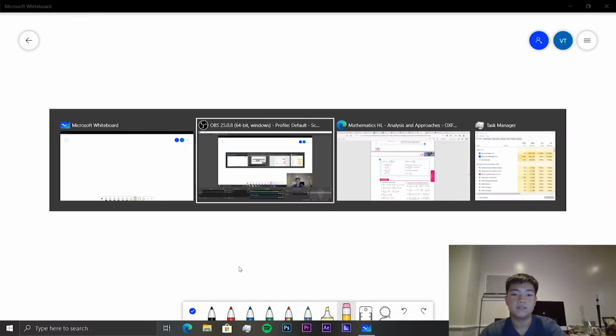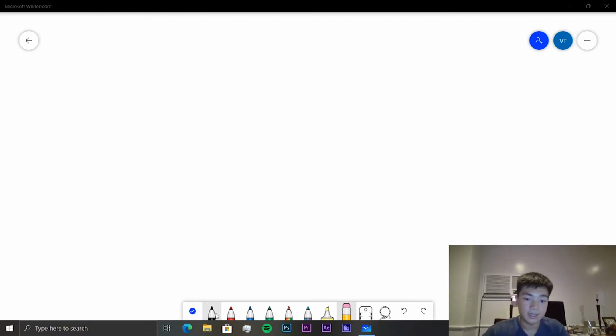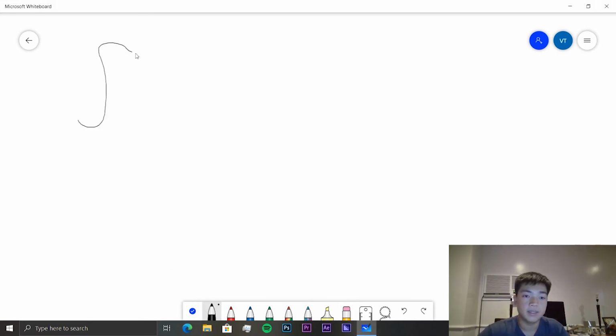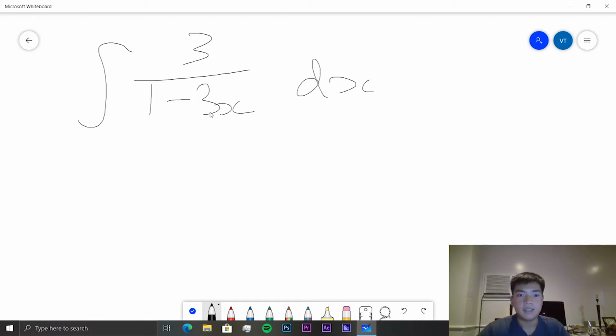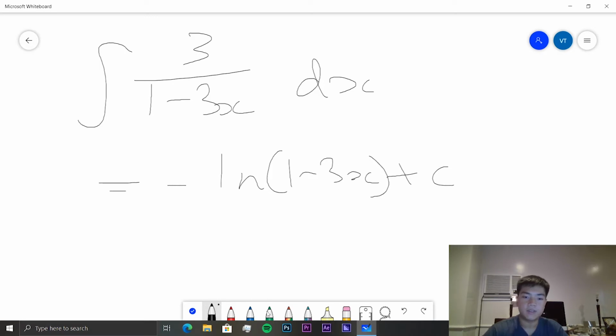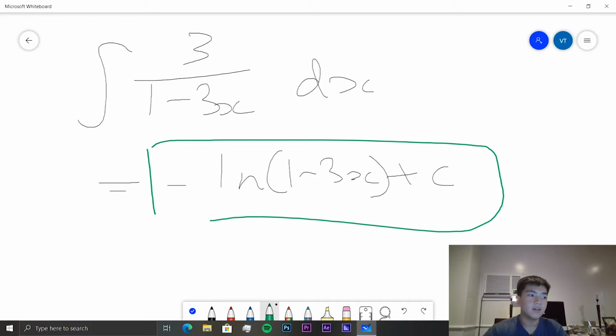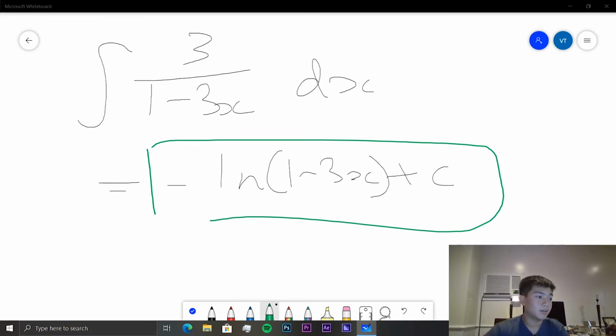And then on to the next one. The next one is the integral of 3 over 1 minus 3x dx. So this is simply negative ln of 1 minus 3x plus c. Since if we get the derivative of the inside, it's equal to negative 3, and since it's positive over here, we just need to make the overall natural logarithm negative.